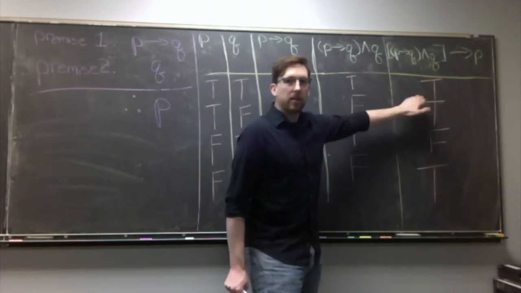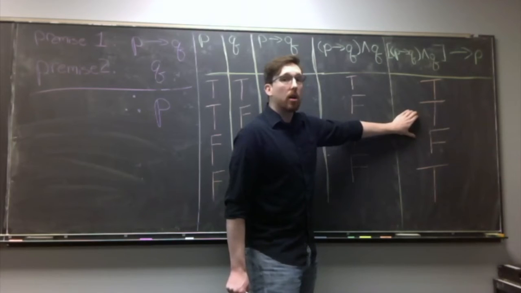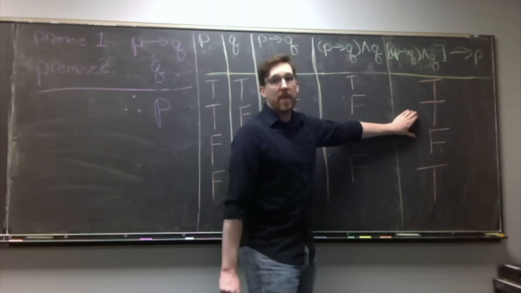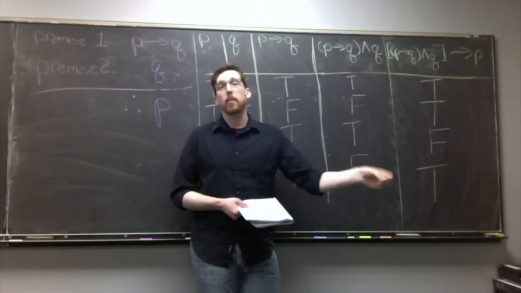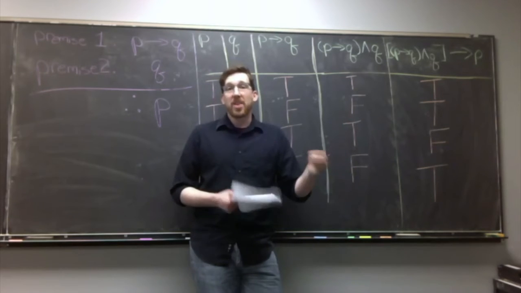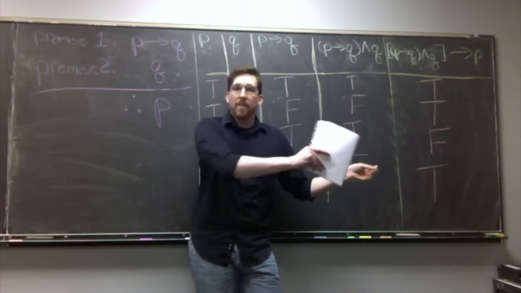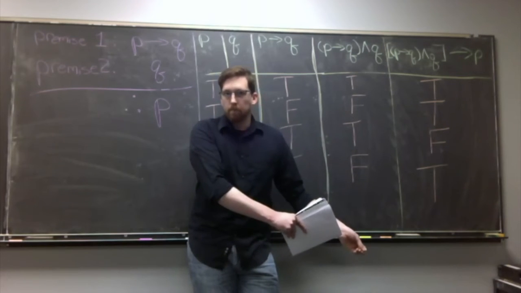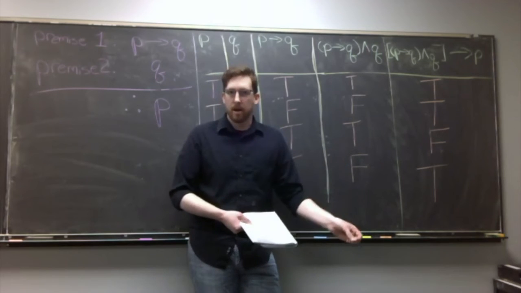Notice that this isn't a tautology. Because this isn't a tautology, the argument's not valid. That doesn't mean there aren't cases where the argument could be right. What it means is, in the eyes of logic, the argument is not a valid argument. Because it doesn't always work. It only works sometimes.